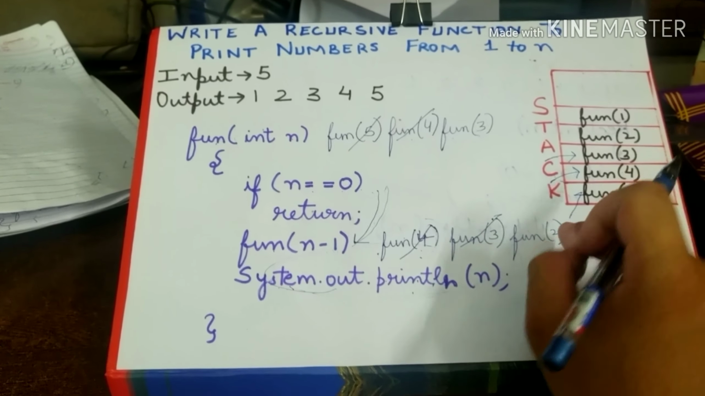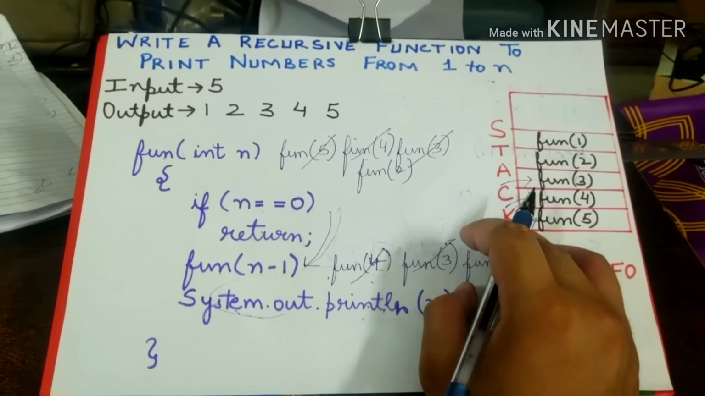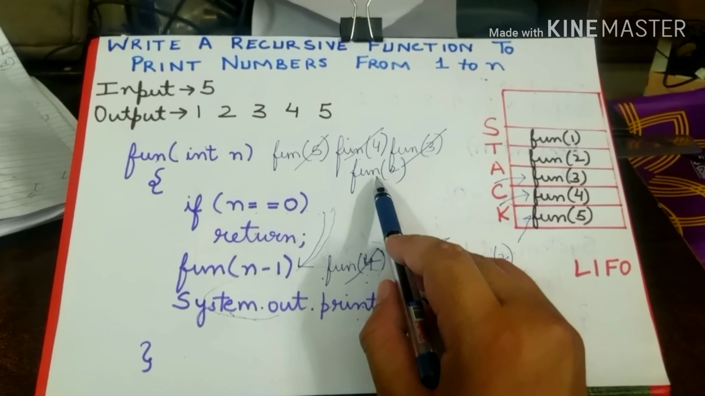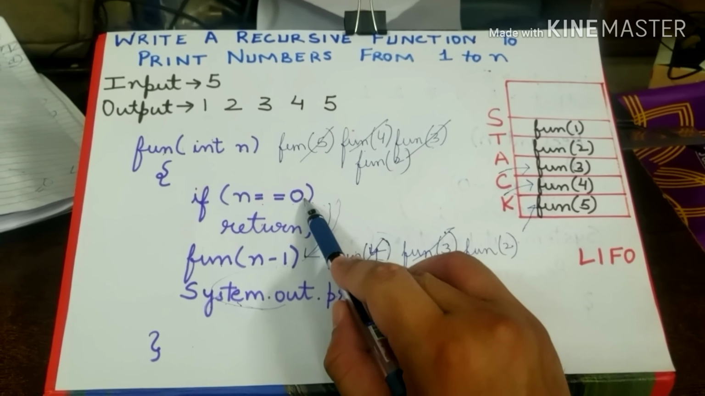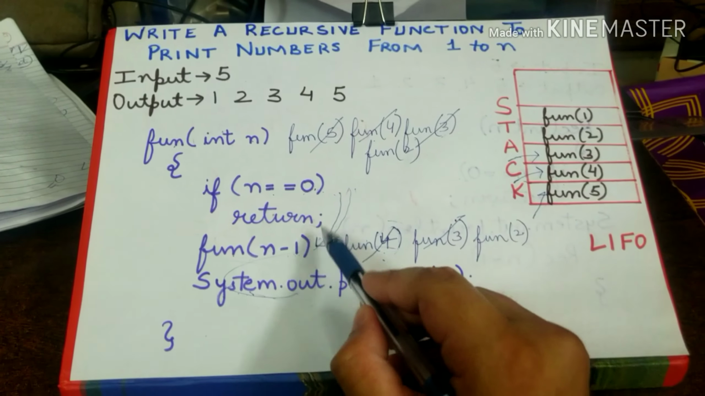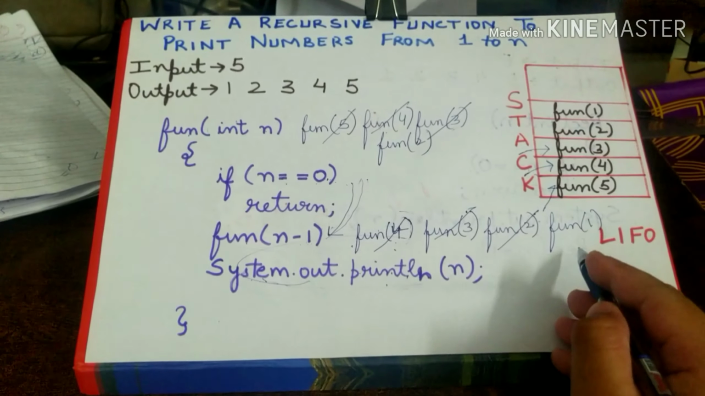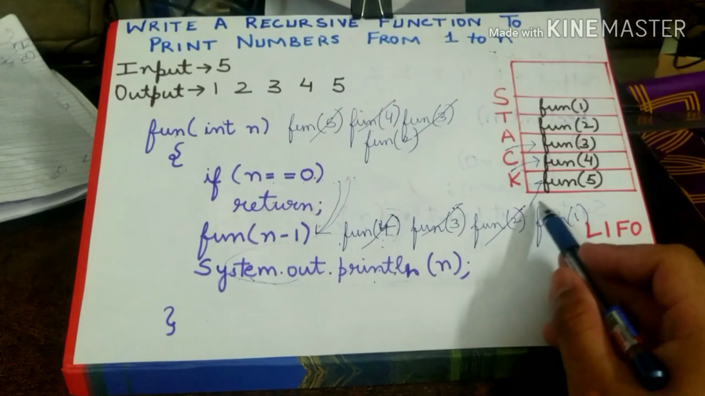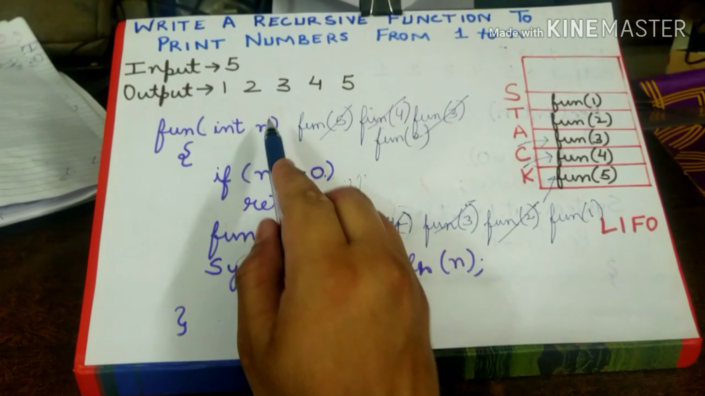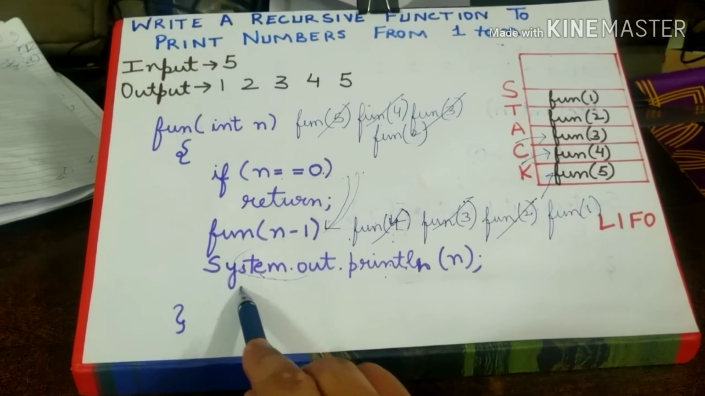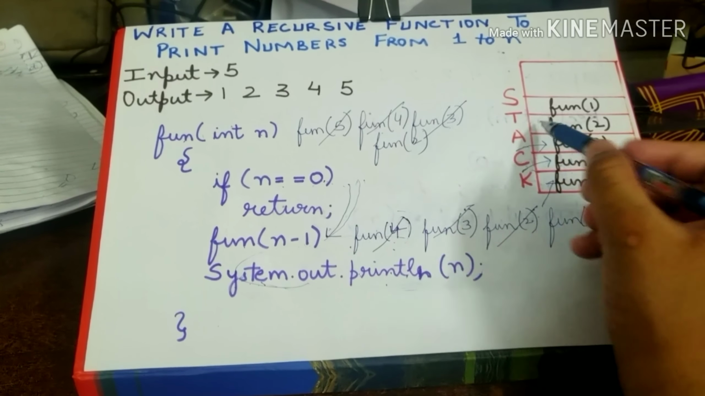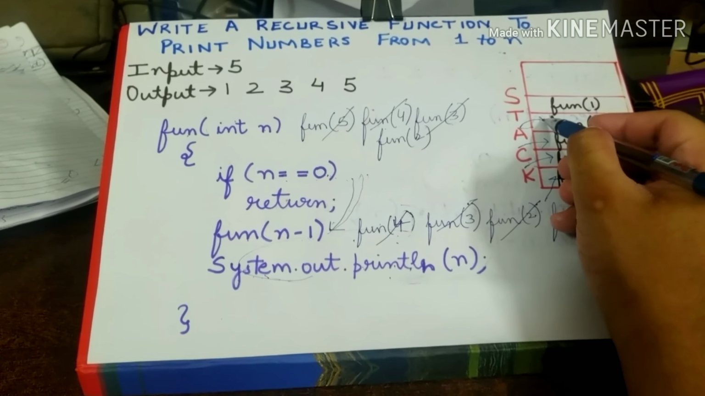Okay, now we need to find the value of fun 2. Is 2 equal to 0? No. So it will go to this statement. Fun of 2 minus 1, that is fun 1. Now the fun 1 method will be called, but we need to execute this statement. So fun 2 will be stored into the stack.